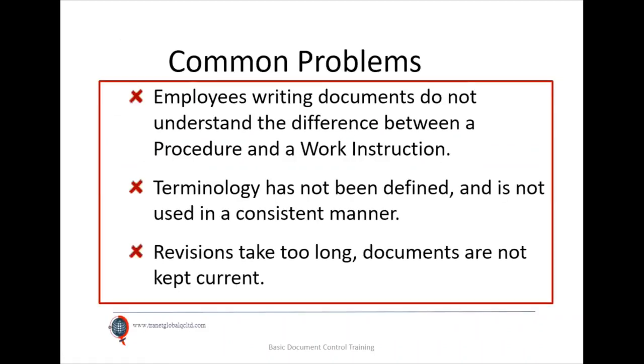So you have common problems with document controls. So these are a few things that cause problems in controlling your documents. When employees writing the documents do not understand the difference between a procedure and, for example, a work instruction, sometimes you see that during audit, you ask someone to provide this. We see this mostly in laboratories. You ask someone to provide a procedure, and what the person presents is a work instruction.